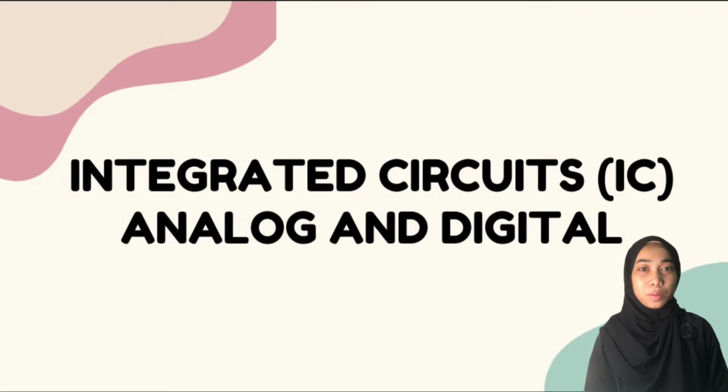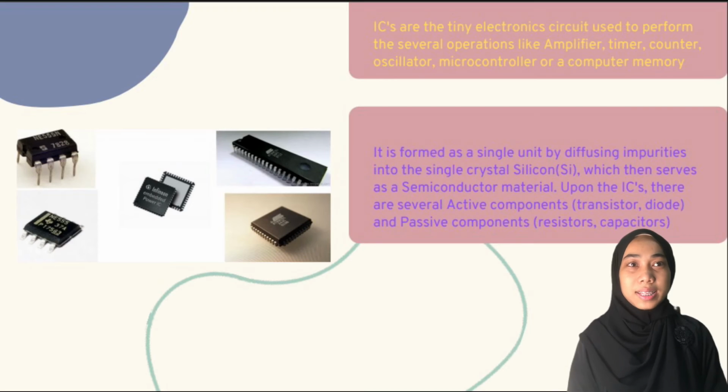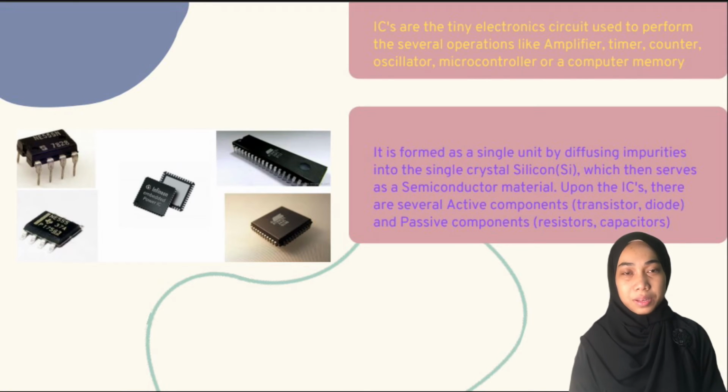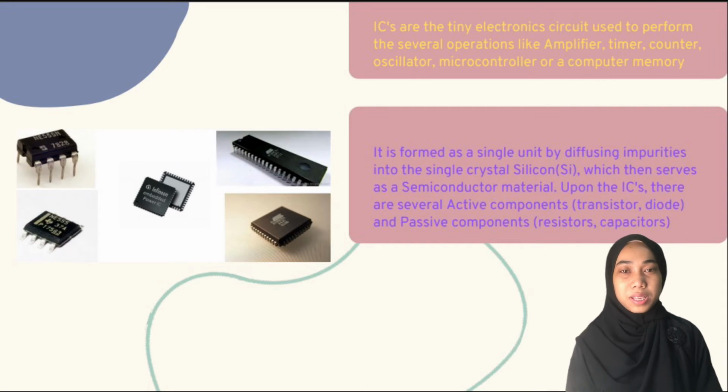For the third topic, we are going to talk about IC, analog and digital. ICs are tiny electronic circuits used to perform several operations like amplifier, timer, counter, oscillator, microcontroller or computer memory. It is formed as a single unit by diffusing impurities into single crystal silicon, which then serves as a semiconductor material. Upon the IC, there are several active components such as transistor and diode, and basic components which are resistor and capacitor.